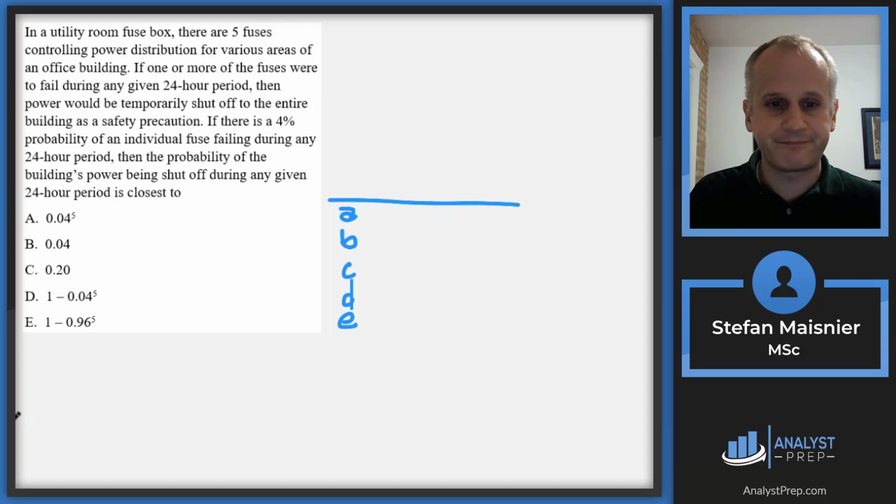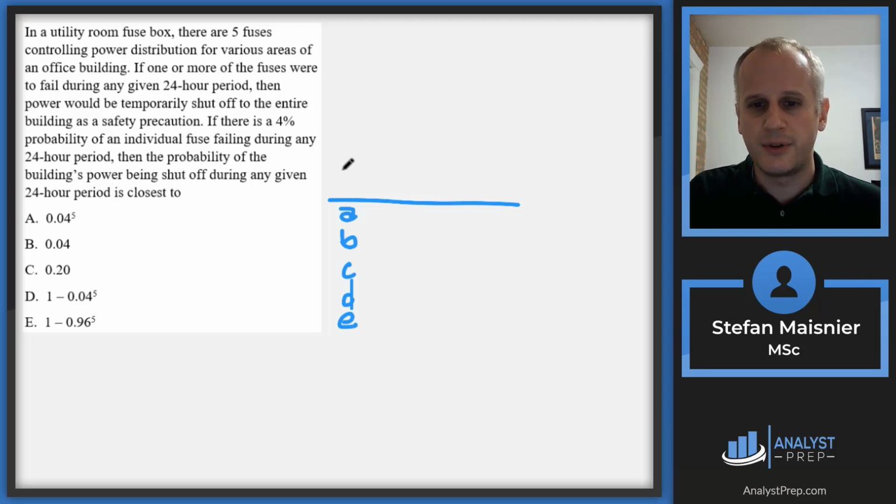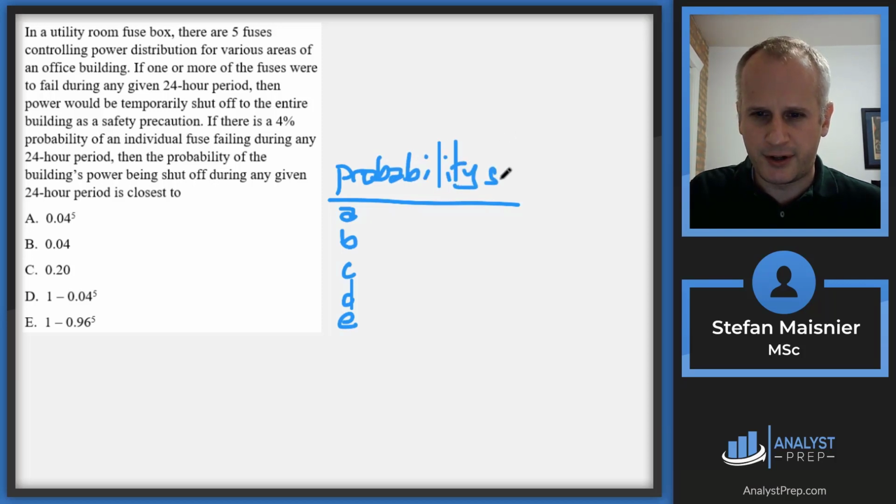So, in this case, we can see that we start at the end of the scenario: if there's a 4% probability of an individual fuse failing during any 24-hour period, then the probability of the building's power being shut off during any given 24-hour period is closest to what? So we're looking for the probability of a shutoff. So we've got that set up.